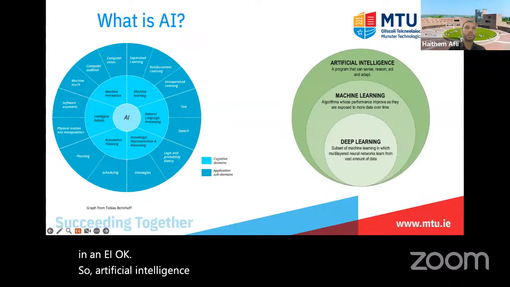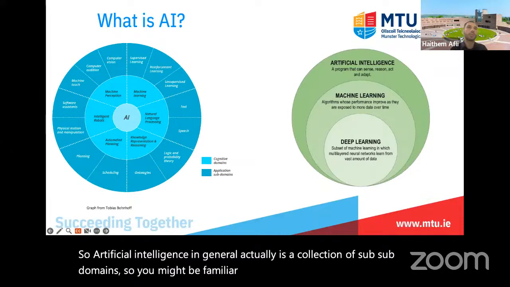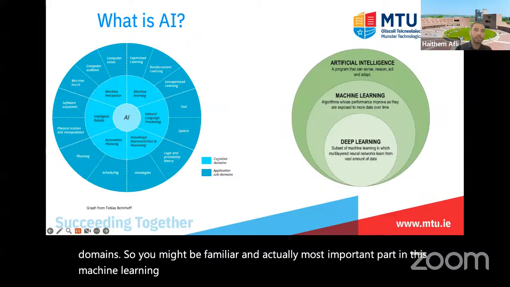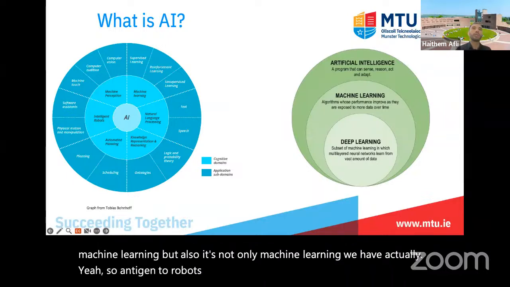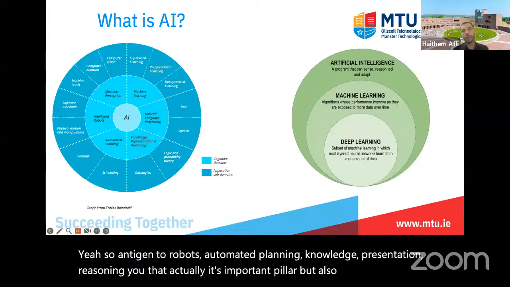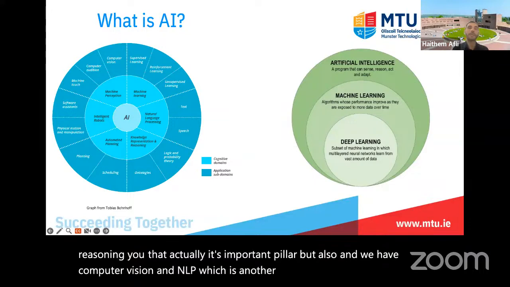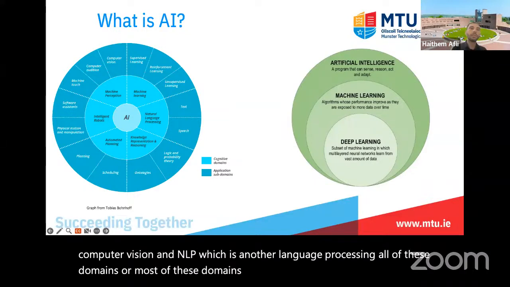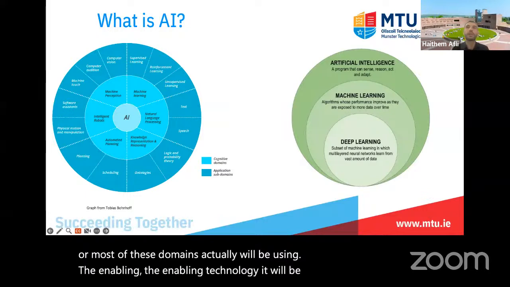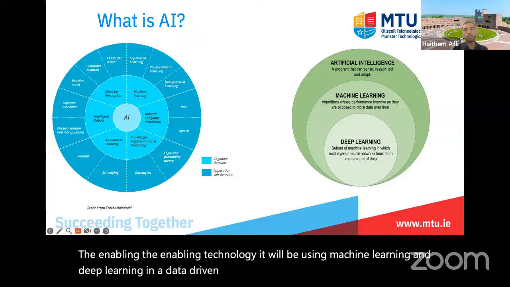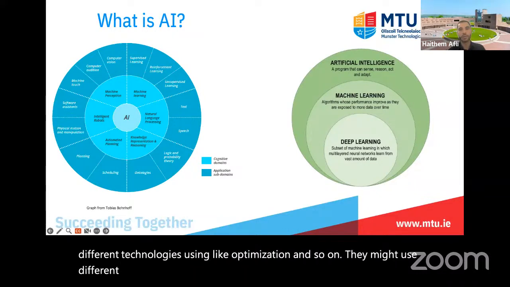So artificial intelligence in general is a collection of subdomains. You might be familiar with the most important part, machine learning, but it's not only machine learning. We have intelligent robots, automated planning, knowledge representation and reasoning, which is an important pillar, and also computer vision and NLP, which is natural language processing. Most of these domains will be using machine learning and deep learning as an enabling technology in a data-driven way, but not only. There are different technologies using optimization and so on. They might use different ways.